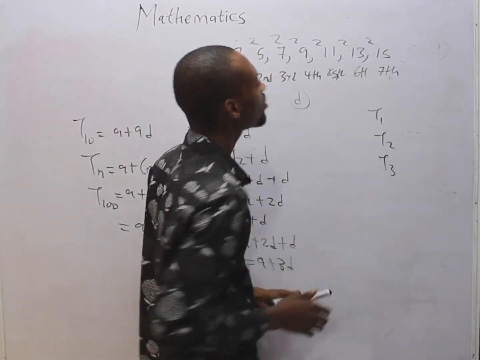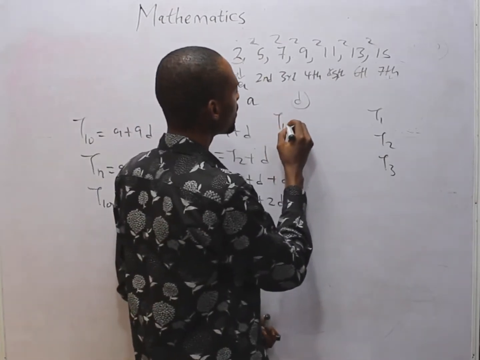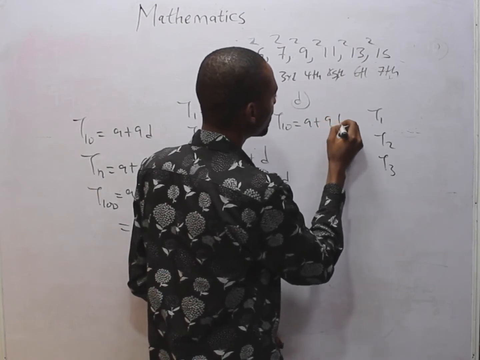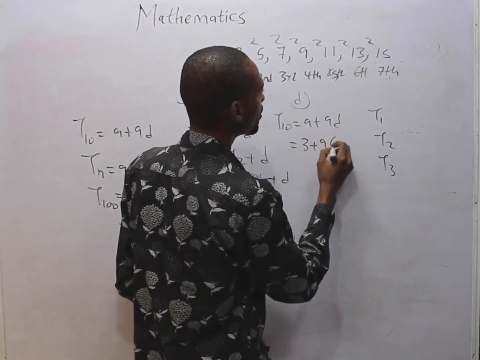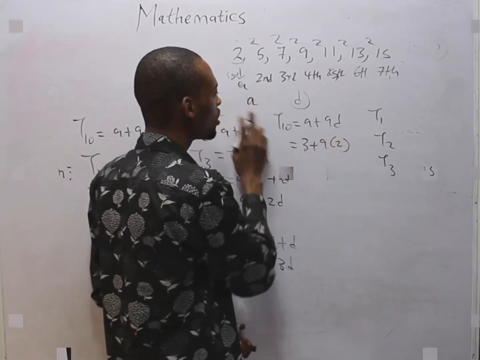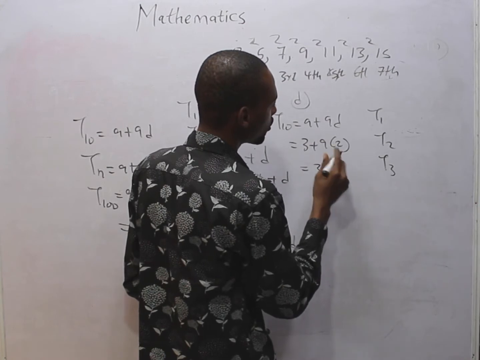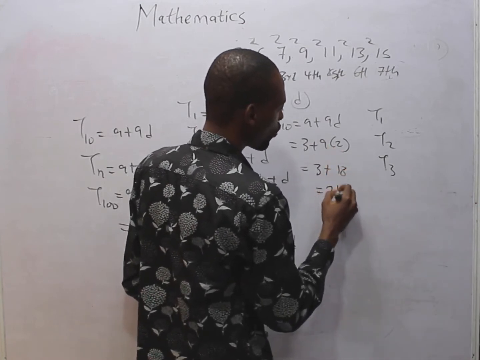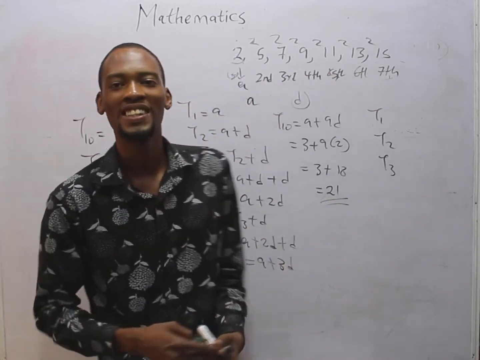So in this case, if you're asked to look for the 10th term, T10 is a plus 9d, and that is equals 3 plus 9 times 2, because d is 2 and a is 3. This is 3 plus 9 times 2 is 18. This is 21. So that is it on AP.